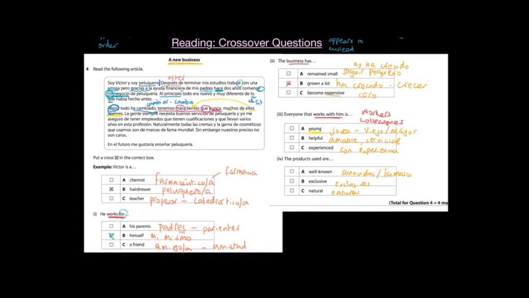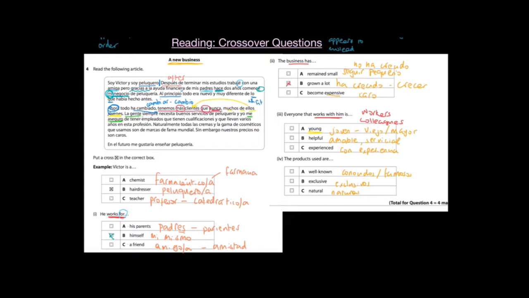La gente siempre necesita buenos servicios de peluquería. Important word, that's worth remembering. La gente, people, siempre, always, necesita, needs, buenos servicios de peluquería, good services of hairdressing, so good hairdressing services. Does that answer any question? Not really, not yet. Y yo me aseguro, interesting verb, asegurarse, to make sure, de tener empleados.